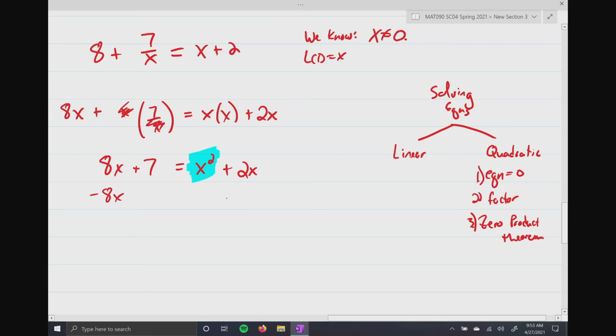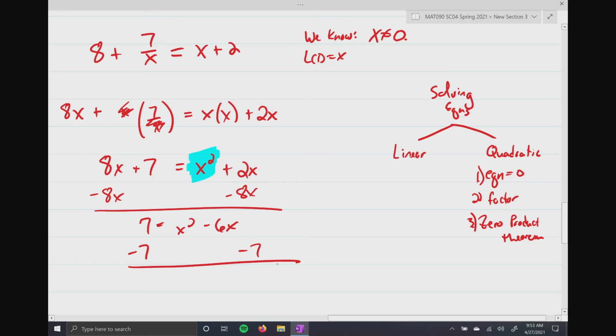So I'm going to subtract 8x from both sides first. Then I'm going to subtract 7 to give me 0 equals x squared minus 6x minus 7.